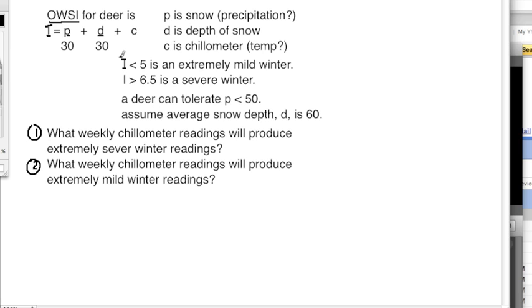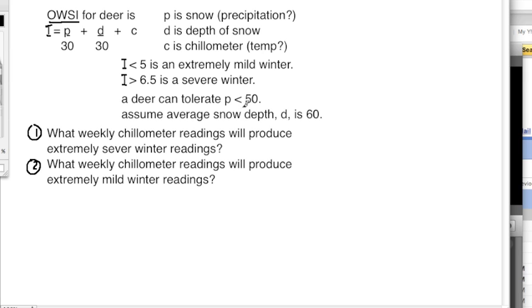That kind of makes sense, right? It would be mild if there wasn't a lot of snow and there wasn't a lot of wind chill, and the snow wasn't very deep. And it's a severe winter if I is greater than 6.5. So if the precipitation was high and there was a lot of wind chill and the temperature was crazy, mad cold, then it would be a severe winter.